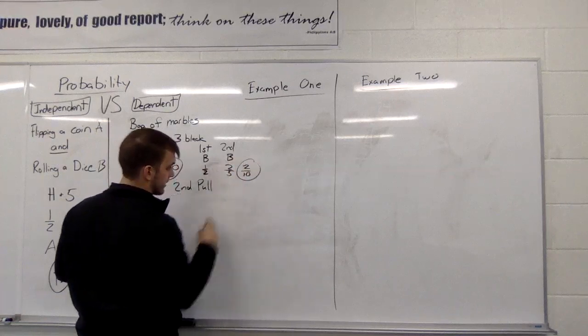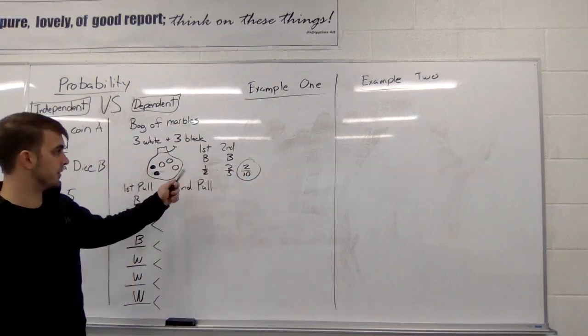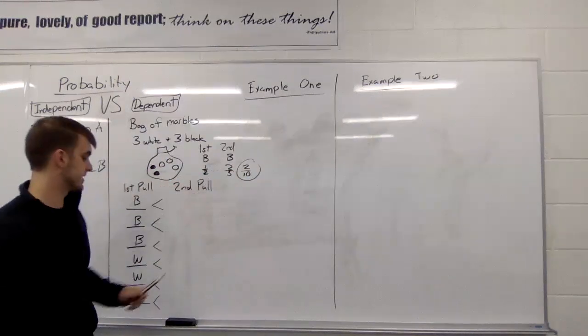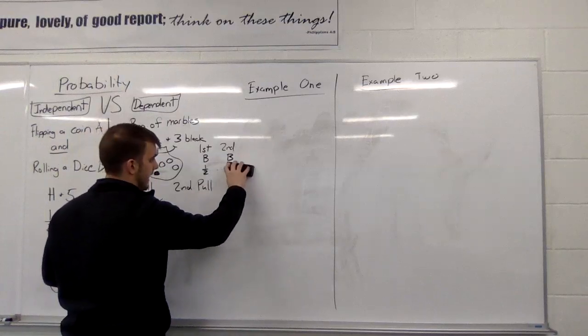So that changes very drastically, very quickly. It all depends on what you pull on the first one, what happens to the second one. So you have to adjust it there. It's not 1/2 times 1/2.